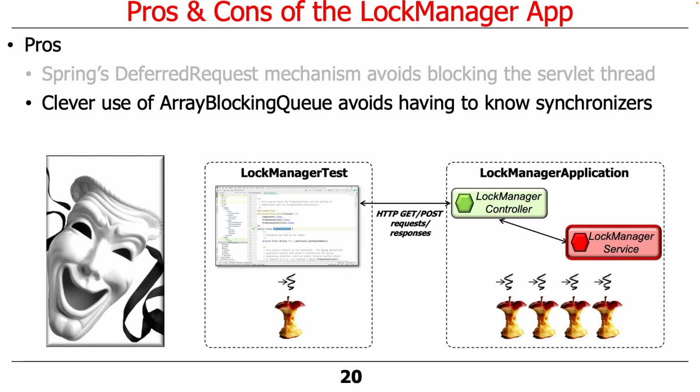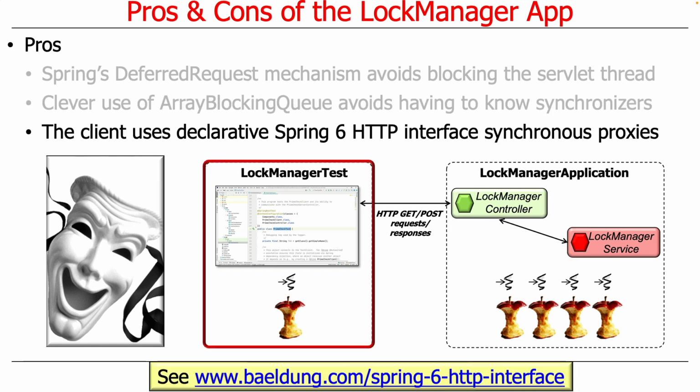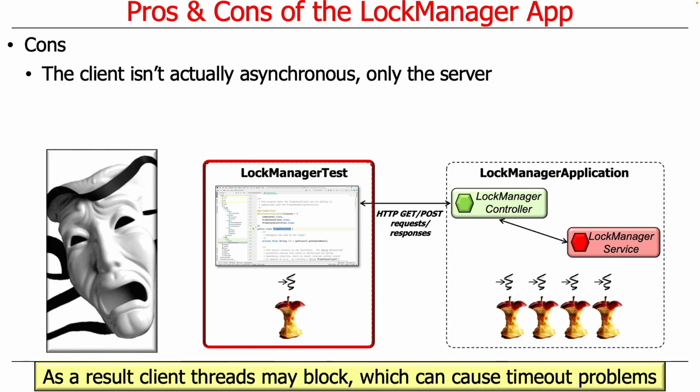And one of the goals of that class is to teach all kinds of cool synchronization approaches. But for the initial implementation, I just wanted to give something that would work without requiring people to know anything about synchronizers, because we haven't taught it yet. So we use something called an array blocking queue, which is a bounded buffer mechanism that Java supports. And you can use it to implement this semaphore mechanism without having to know anything about how synchronization works, which is kind of fun. And then the client uses this declarative Spring 6 HTTP interface synchronous proxies, which simplify a lot of the coding on the client side. So those are good things.